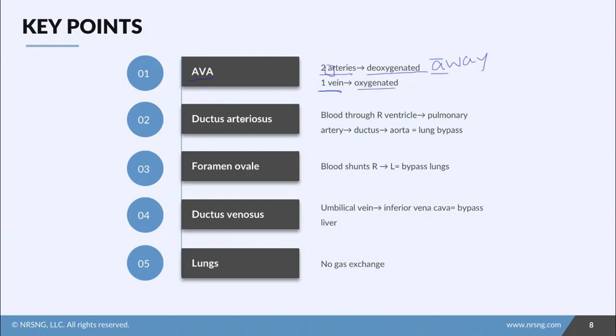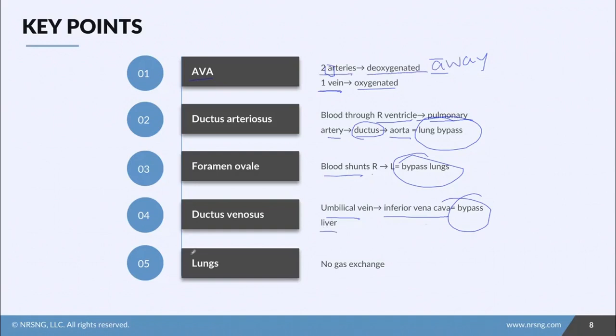We have a ductus arteriosus. This is going to move blood through the right ventricle to the pulmonary artery. Then it's going to go through that ductus arteriosus to the aorta, and this is going to bypass the lungs. The foramen ovale is going to cause some blood shunting. It's going to shunt from the right to the left, and that's going to bypass the lungs. And then our ductus venosus. So this is the umbilical vein, remember, bringing that oxygenated blood in. It's going to go straight to the inferior vena cava and bypass the liver.